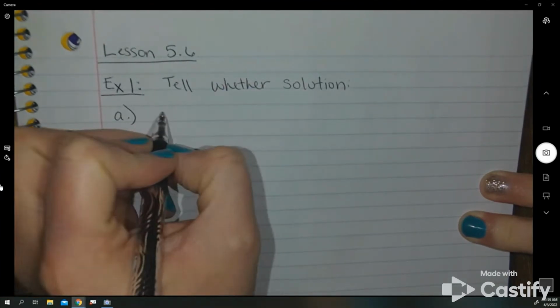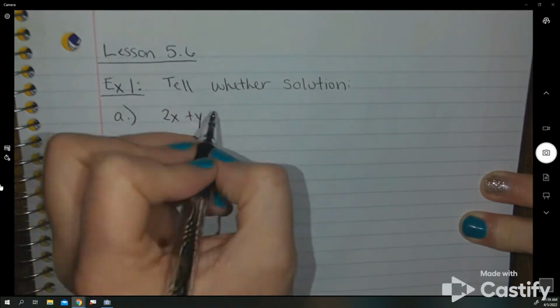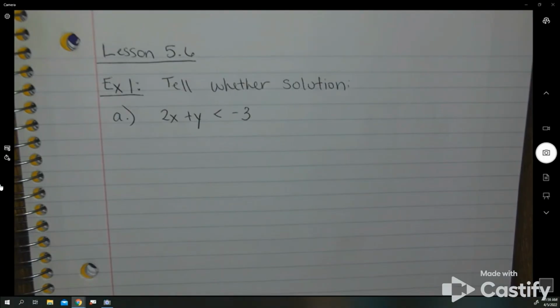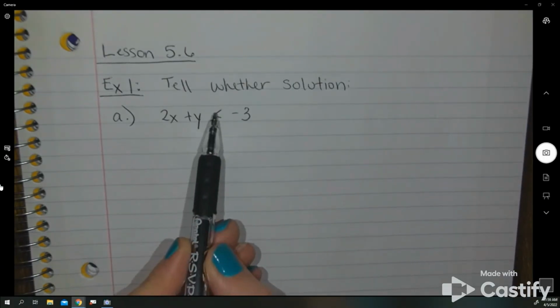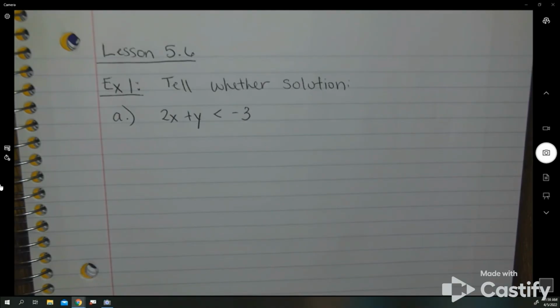So for letter A, we have the equation 2x plus y is less than negative 3. So it's linear because we're dealing with our two variables, and we could put it in the format that's similar to y equals mx plus b, with the exception of the equal sign now being an inequality. That means that there's more than one number that could be true for this line.